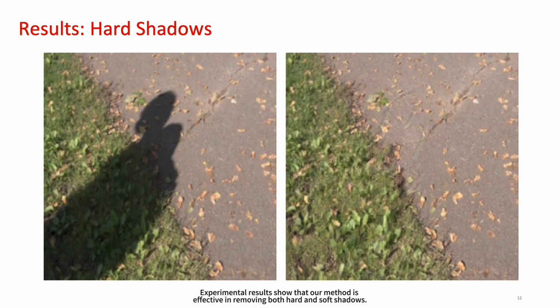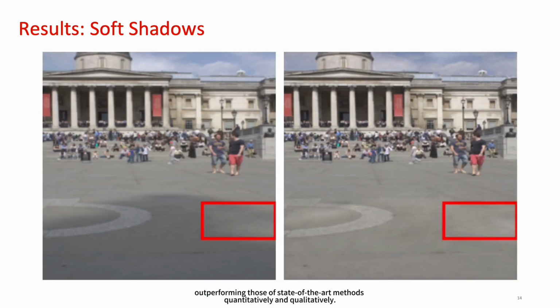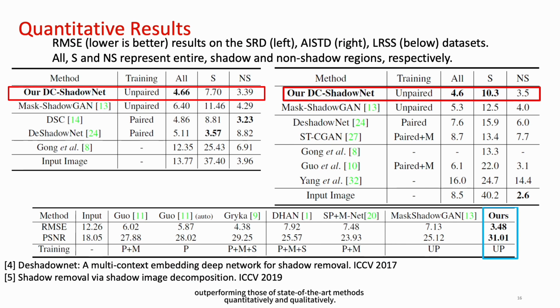Experimental results show that our method is effective in removing both hard and soft shadows, outperforming those of state-of-the-art methods quantitatively and qualitatively. Here we demonstrate some visual examples on the SRD, ISTD, and LRSS datasets.